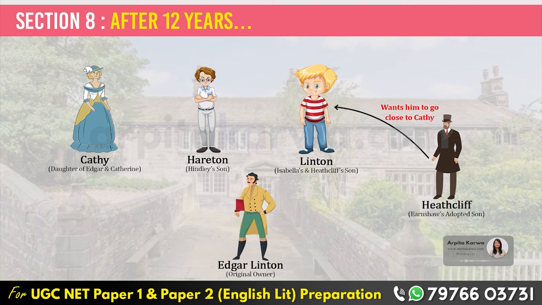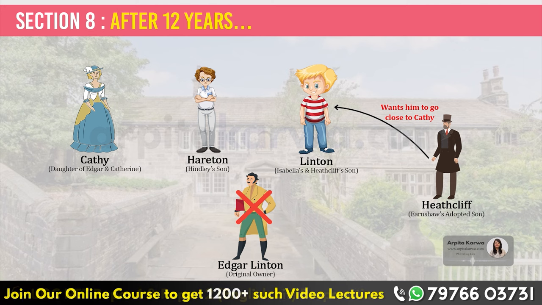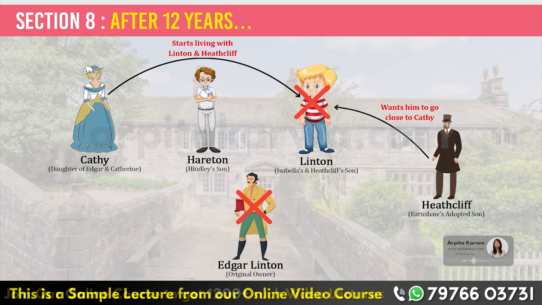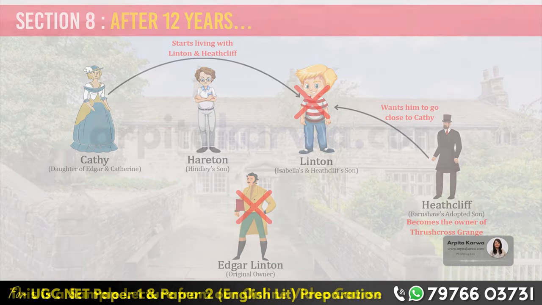Heathcliff wanted Cathy and Linton to get married to each other. Meanwhile, Edgar passed away. Edgar was buried adjacent to Catherine. Cathy got very lonely after the death of her father. She started living with Heathcliff and Linton. Now, after some time, even Linton passed away. So, a lot of deaths are happening. Heathcliff became the owner of Thrushcross Grange also. Cathy was living with him forcefully. Hareton was also living with them.